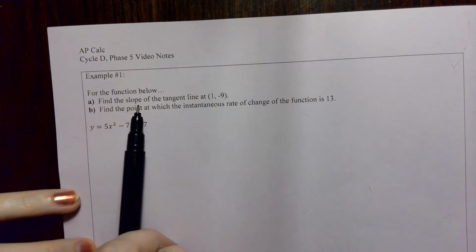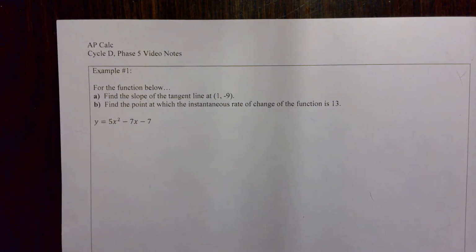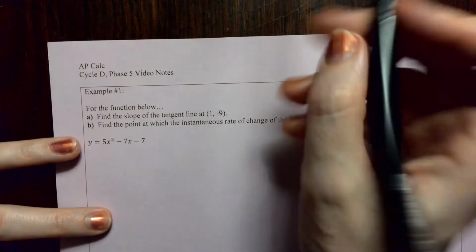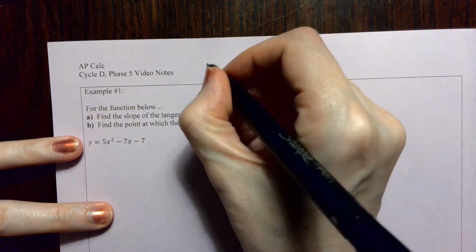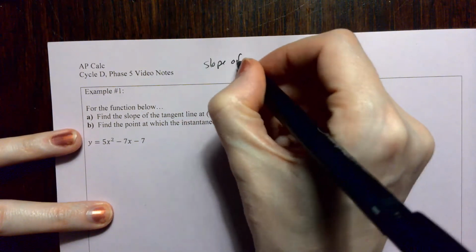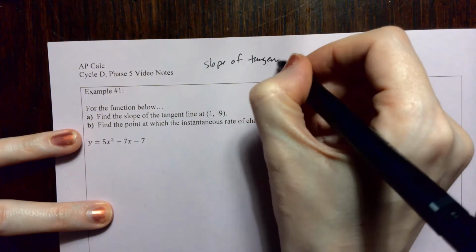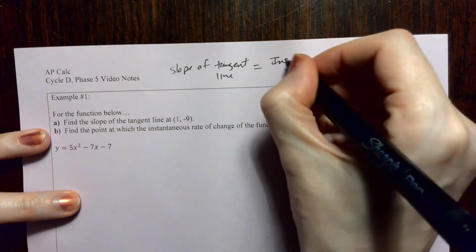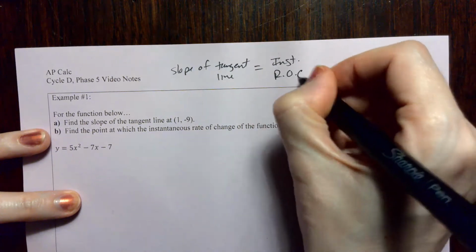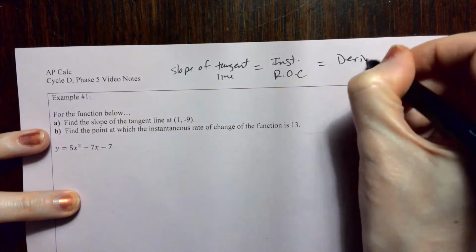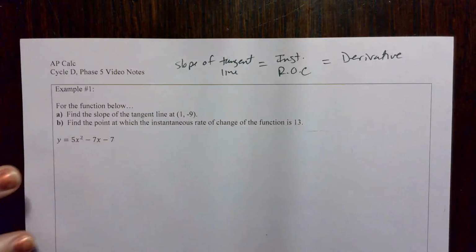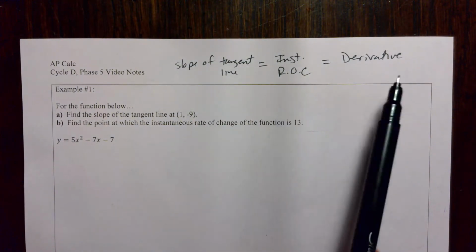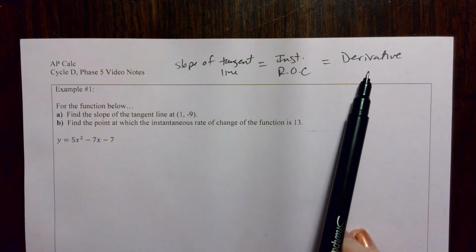Okay, so first of all, let me write up here: slope of tangent line equals the instantaneous rate of change equals the derivative. So if they're asking you for the slope of the tangent line or the instantaneous rate of change, you know you need to take the derivative.